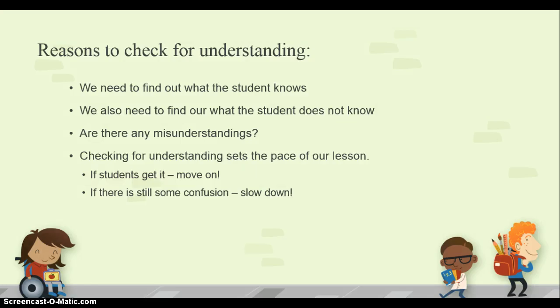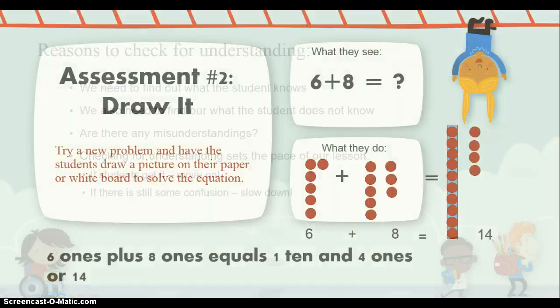So why do we want to check for understanding? We need to find out what the student knows, and we also need to find out what our students don't know and if there are any misunderstandings. It's inevitable that if we ask the students how many tens are in 13, someone will say 3. So when we check for understanding, it also sets the pace for our lesson. If the students are getting it, then we move on. If there's still some confusion, we know we need to slow down and go back and reteach some things.